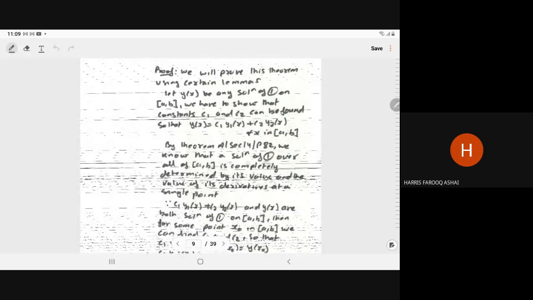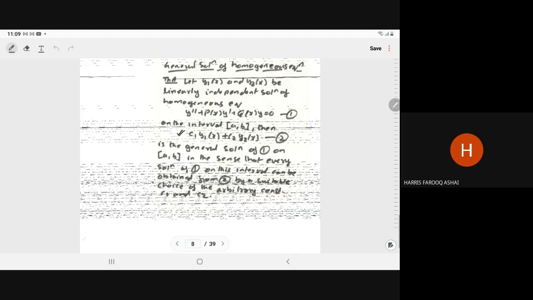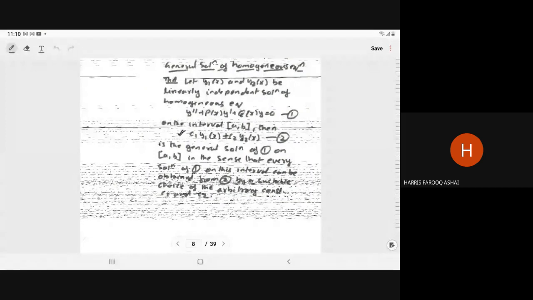Sir, for that purpose, c1 and c2 are arbitrary constants. They are basically constants, right? For a particular equation, arbitrary constants. Yes, any other doubt? It is written here, arbitrary constant.